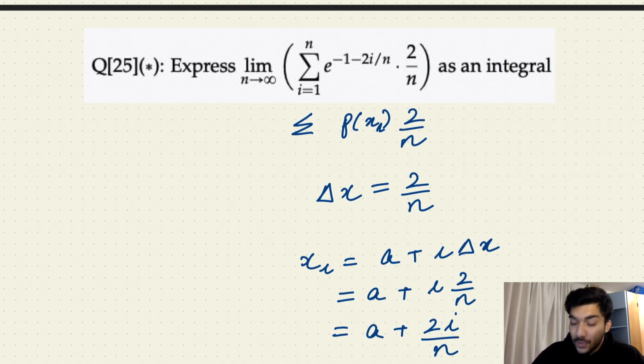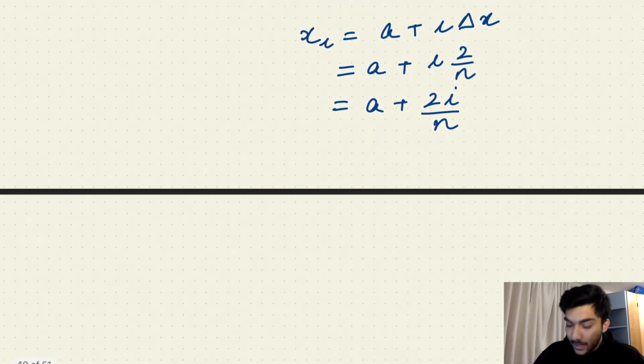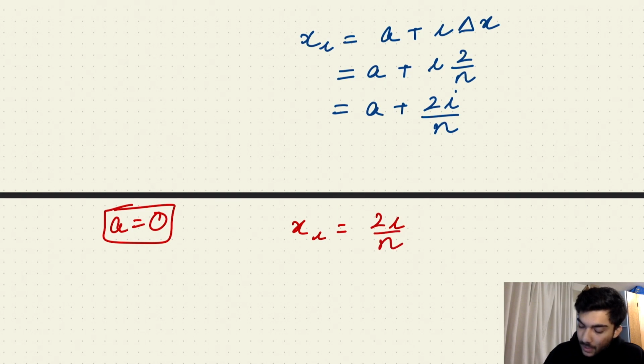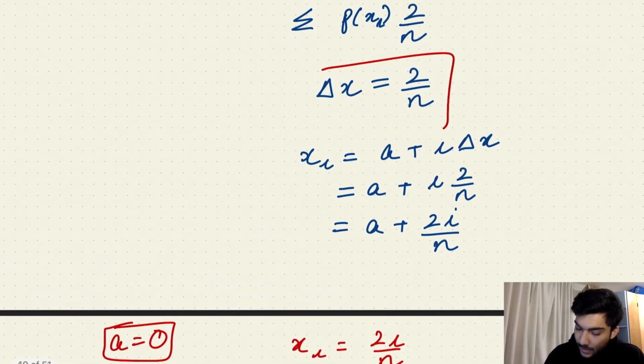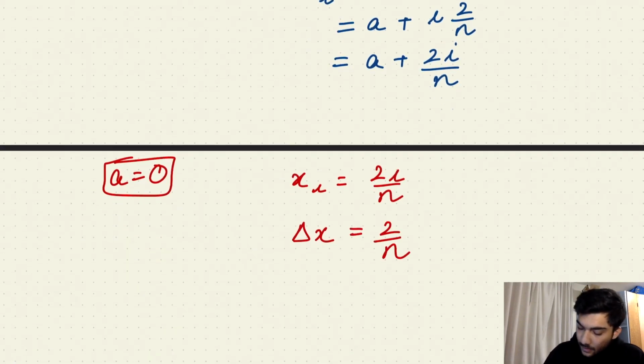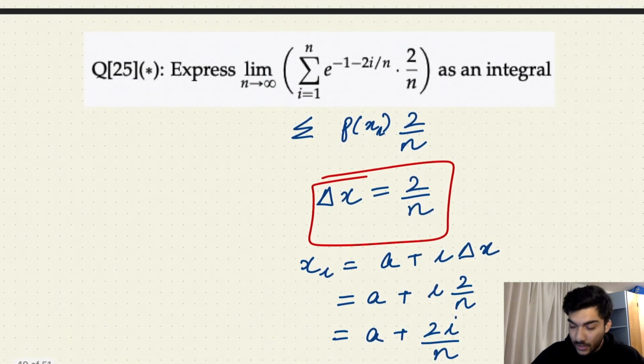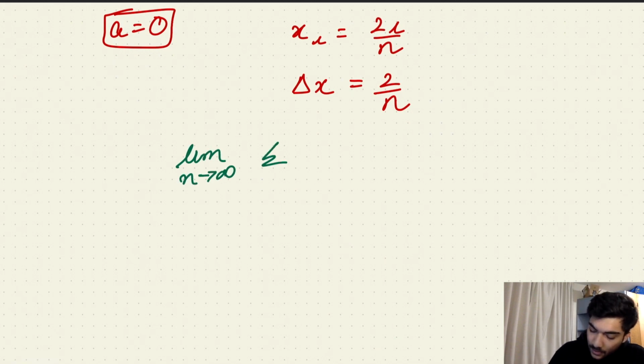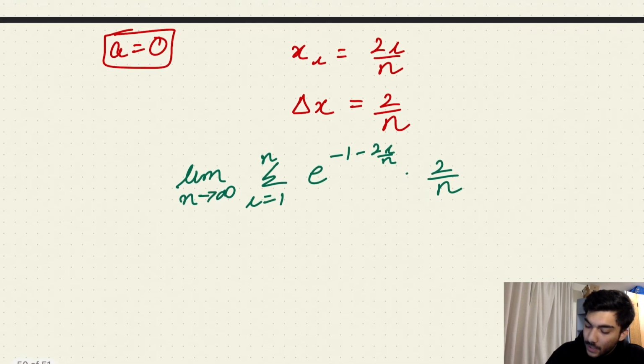So now let's make things simple. Let me assume that my a is 0 in order to simplify my xi expression. So if I assume that my a is equal to 0, my xi would become 2i by n. And I also know my delta x is 2 by n, right? So let me write my sigma notation again. And my sigma notation in this case is limit n goes to infinity, sigma i varies from 1 to n, e to the power minus 1 minus 2i by n times 2 by n.